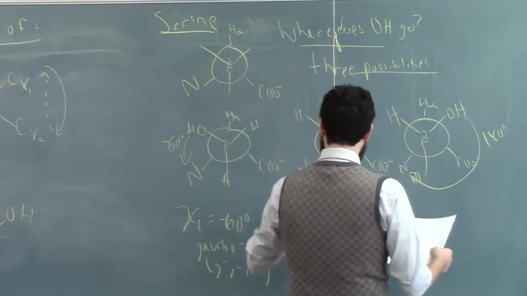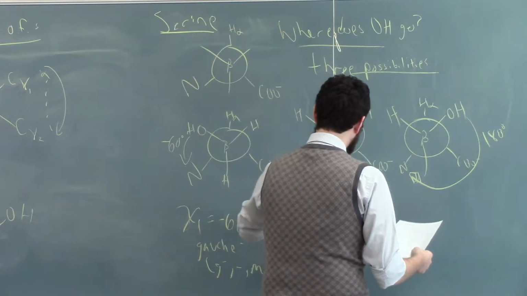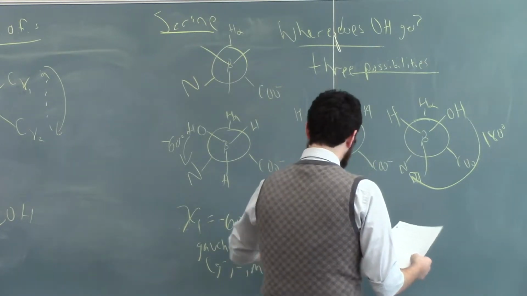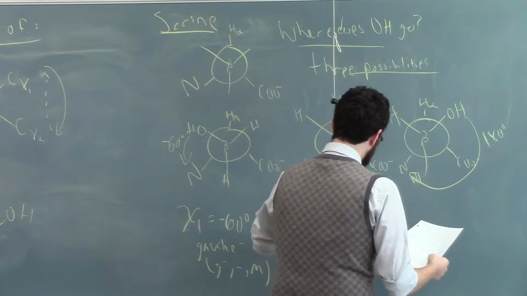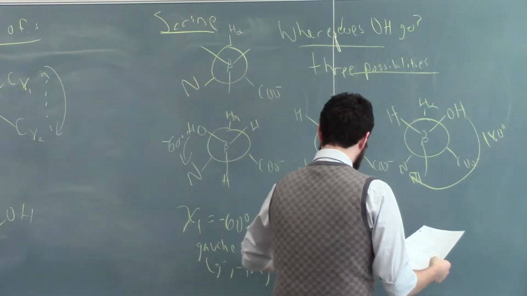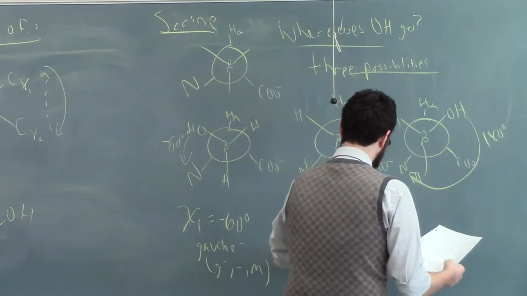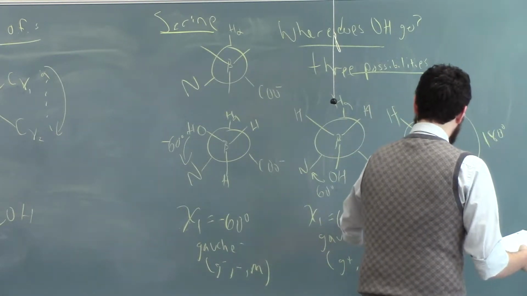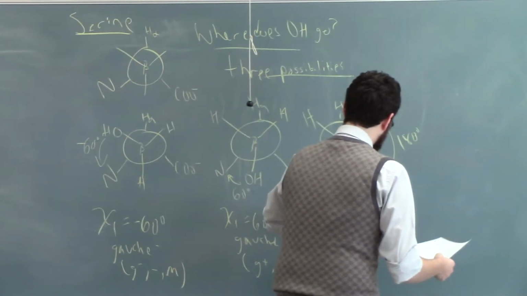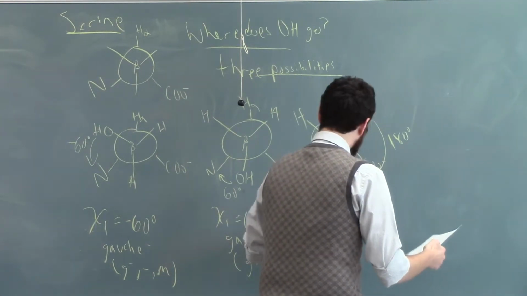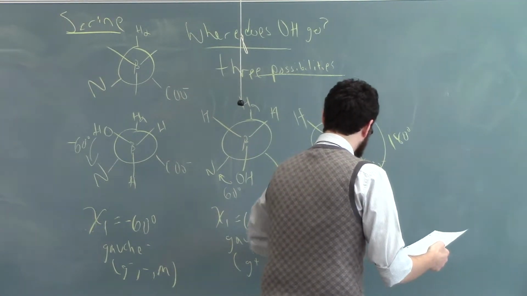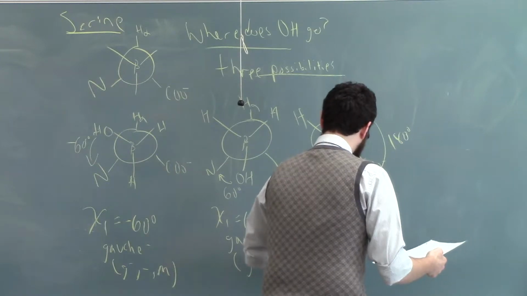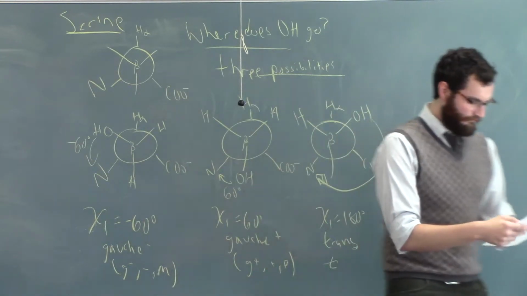When it's plus 60, we call that gauche plus. That's abbreviated G plus, plus sign, letter P. And when it's about 180 degrees, we call that trans, and that's abbreviated the letter T.